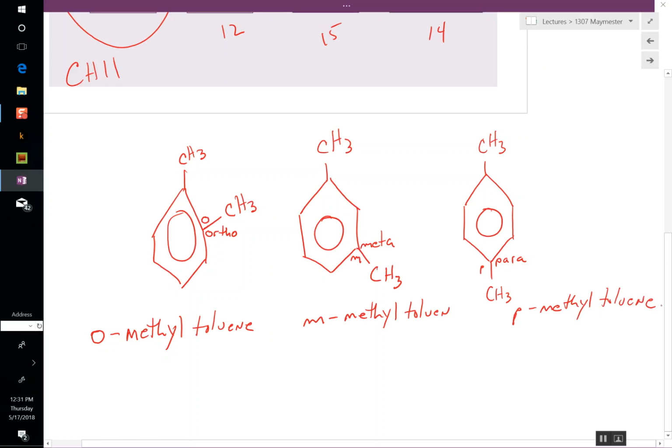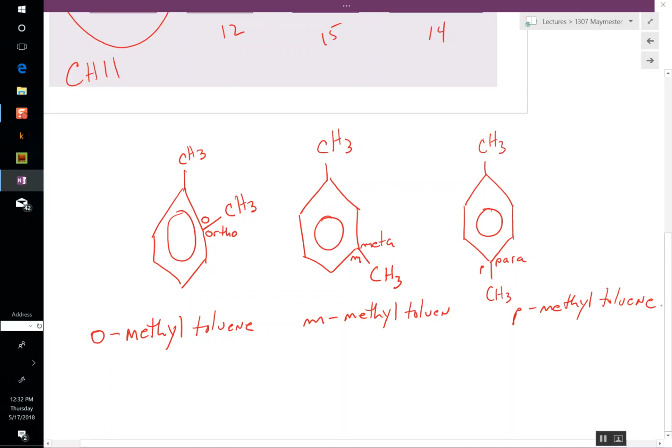Ortho, meta, and para. It's saying, okay, toluene has a methyl group on it. Para-methyltoluene has another methyl group on it, directly opposite on carbon number 4. So this position right next to carbon number 1 is the ortho, 2 away from it is the meta, 3 away from it is the para.